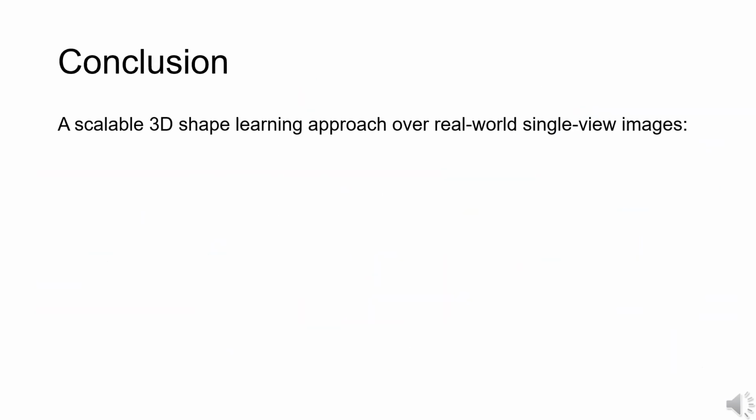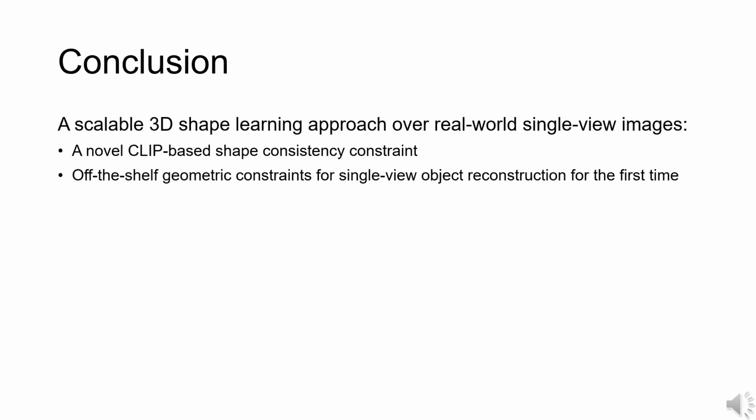In conclusion, we present a scalable approach that learns 3D object shapes over real-world single-view images. Such scalable learning is driven by a novel CLIP-based shape consistency regularization that greatly facilitates the top-down understanding of the object shapes. Meanwhile, we successfully leveraged off-the-shelf geometric cues to improve single-view object shape reconstruction for the first time and handle noise effectively.